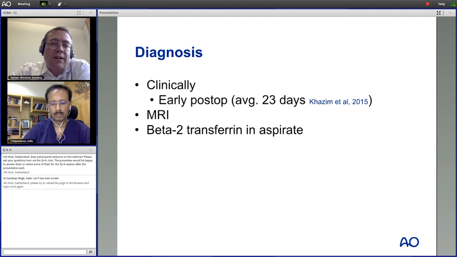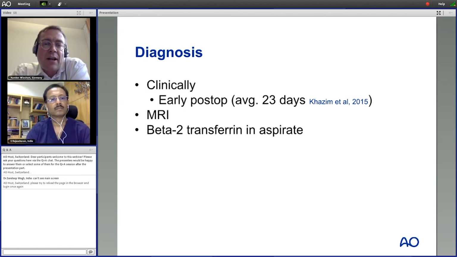Now, usually it's a clinical diagnosis. Some of the papers showed a diagnosis within the first 3 weeks after surgery. And if you're not sure about the origin of the liquid, you can do a beta-2 transferrin test in an aspirate, and obviously you need to get some imaging study.